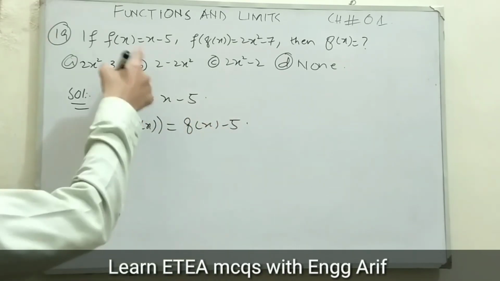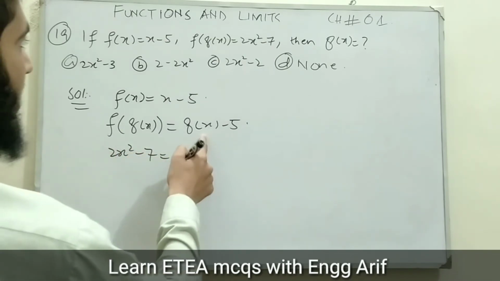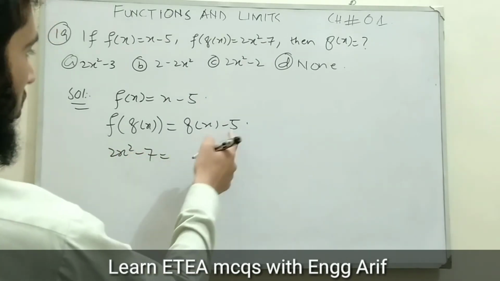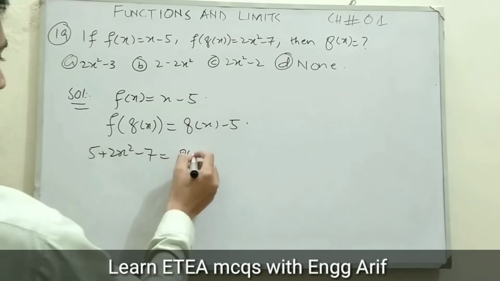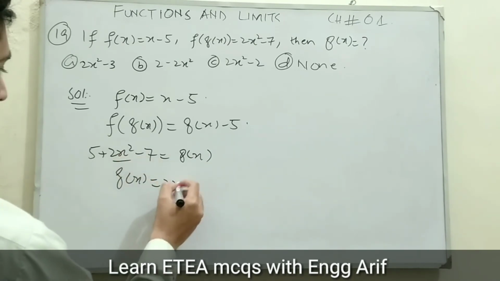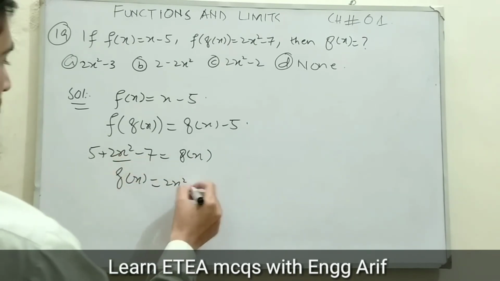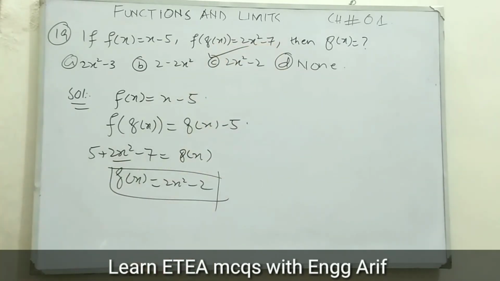f of g of x is given, which is 2x squared minus 7, equal to... So we are going to find g of x. Shift minus 5 to the left-hand side, it becomes plus 5, and here we are left with g of x. So our function g of x will be equal to 2x squared, and after this 5 minus 7 gives us minus 2. So g of x is equal to 2x squared minus 2. So the correct option is option number C.